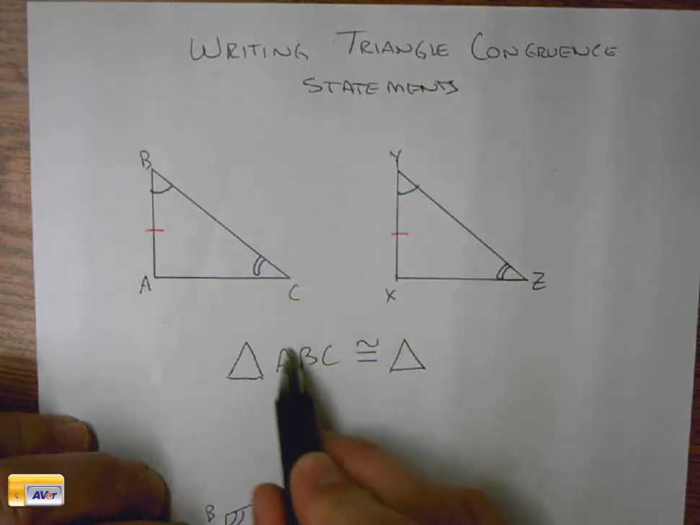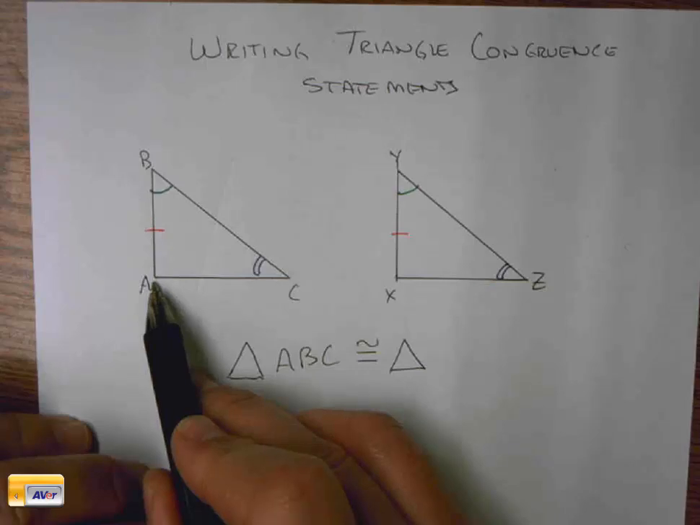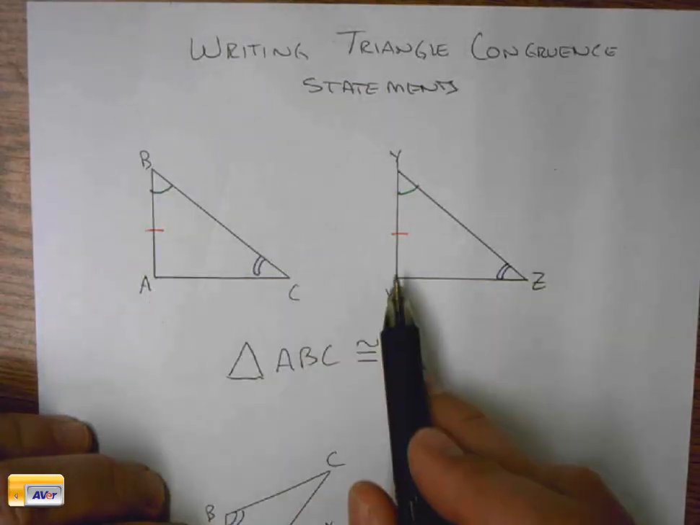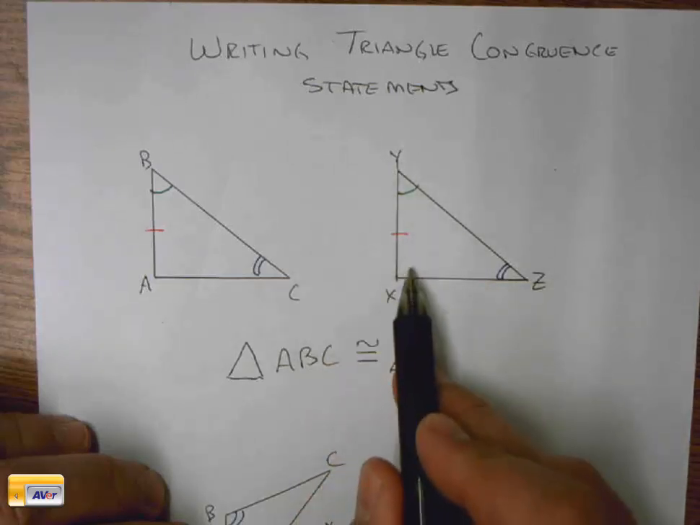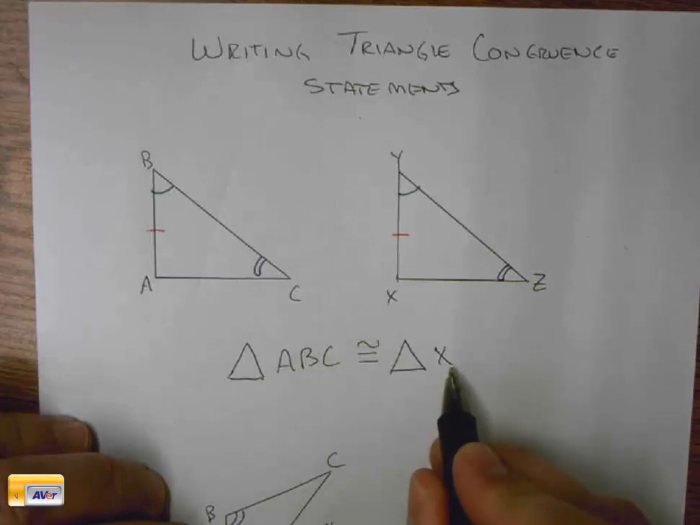But now I'm going to look at point A. In my first triangle, I see that A is the only angle that's not marked as congruent. So I need to come over here and find the only angle that's not marked as congruent. So it's X. Those are the two pieces that match.